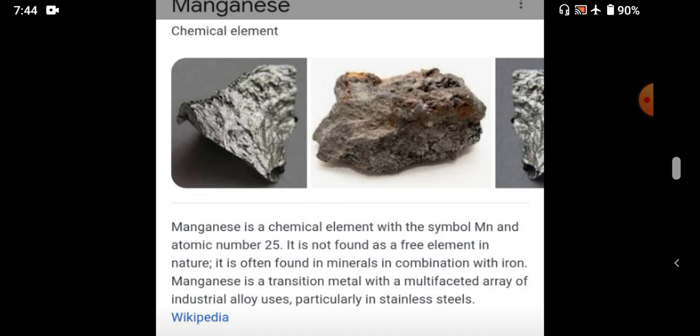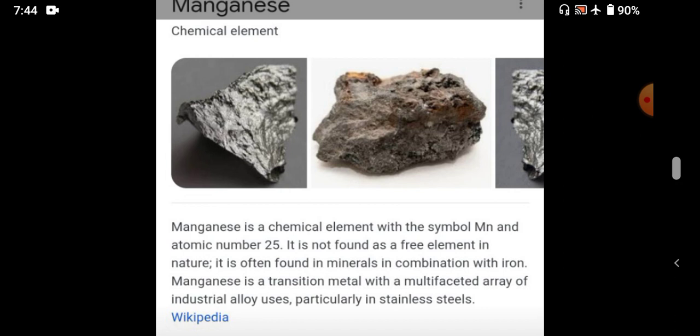It is also used for making paints, glass, chemicals, bleaching powder, batteries, etc.